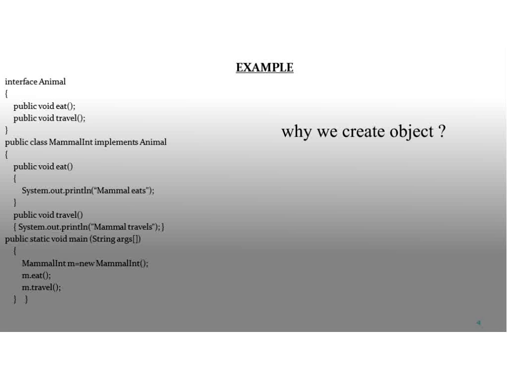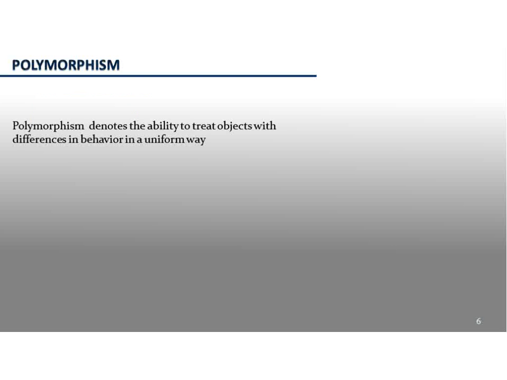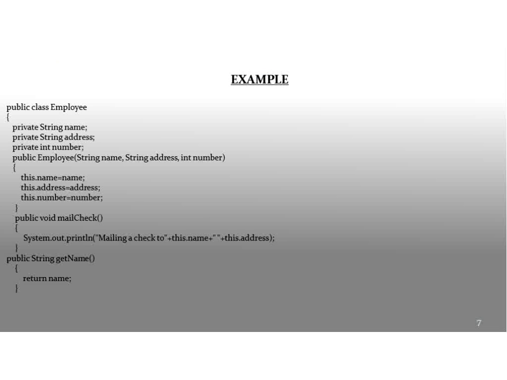So you have seen that here we created an interface, and in that interface we have two methods which were just declared, not defined. Later on, we created another class, in which the definitions of these methods are given, and in the main function, these methods are called. Now, the next concept is polymorphism. As you know, polymorphism denotes the ability to treat objects with differences in behavior in a uniform way.